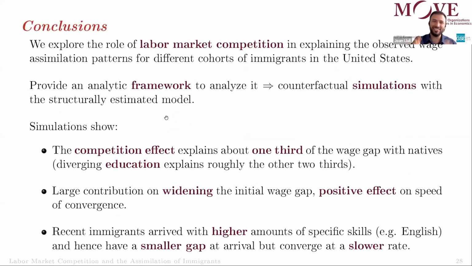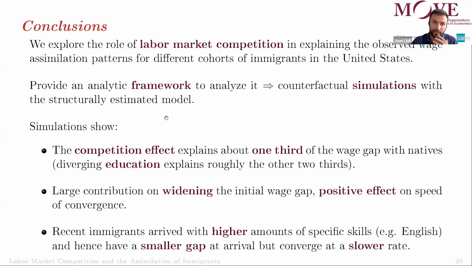I'm just going to summarize very quickly what I said. We explore the role of labor market competition in explaining the observed patterns of wage assimilation that we've seen in the US in recent decades. We provide a very simple framework based on a production function to analyze it. We estimate structurally the parameters of this function, and we use it to simulate counterfactuals.